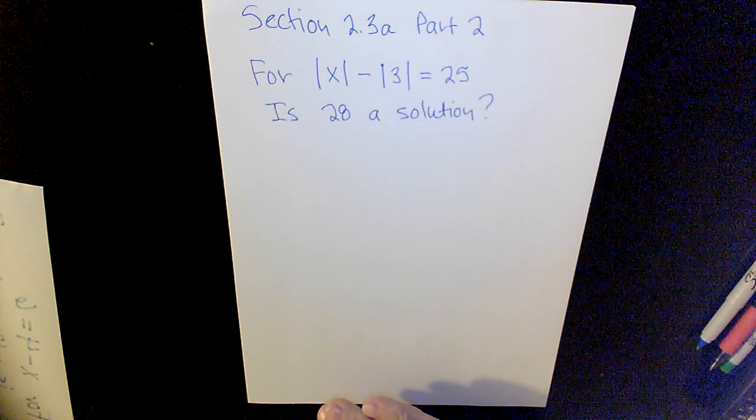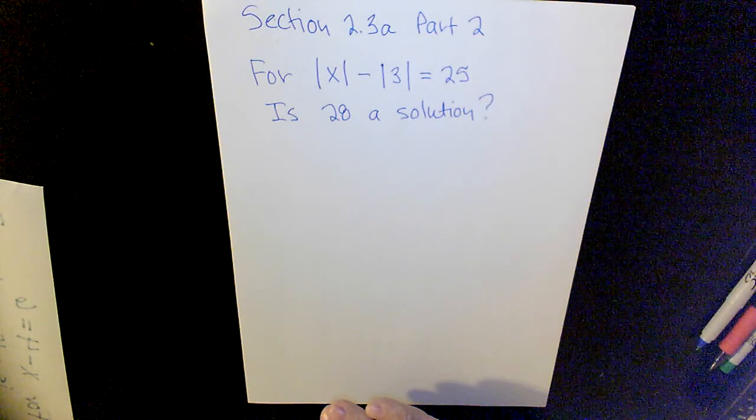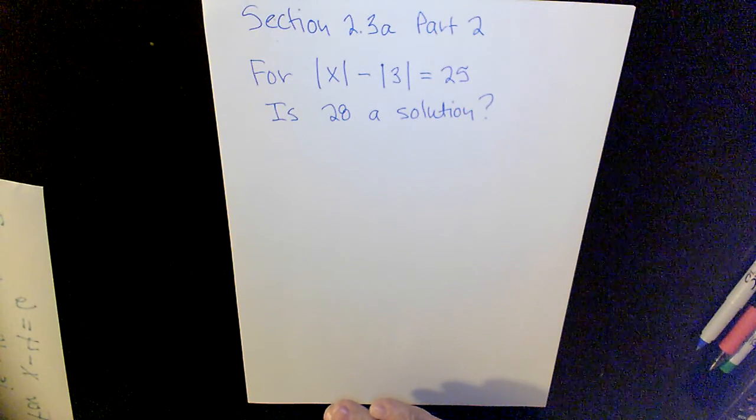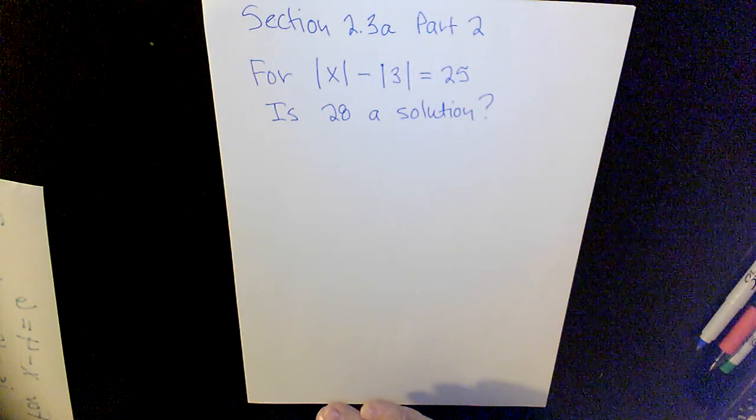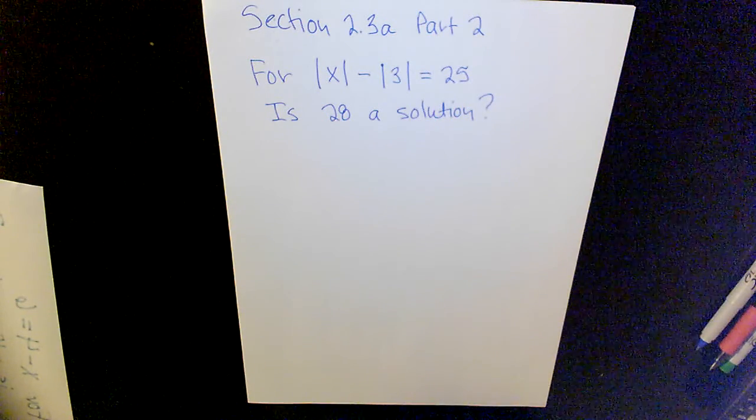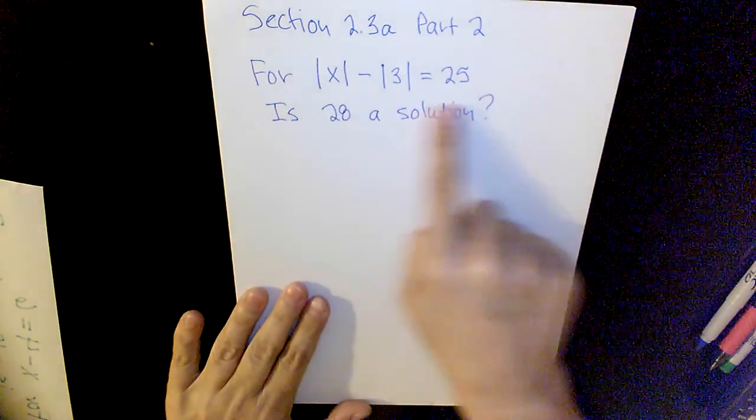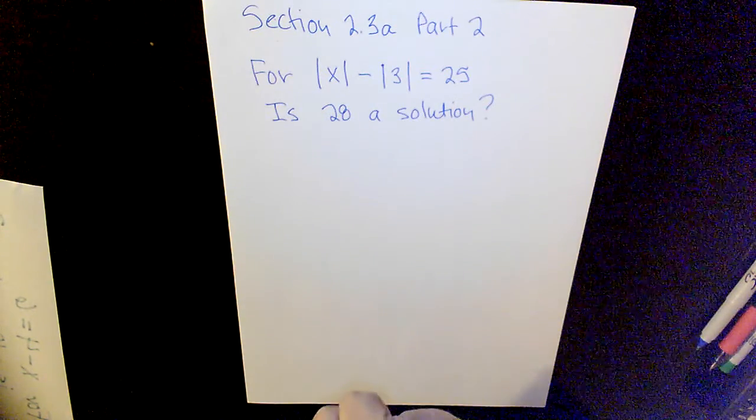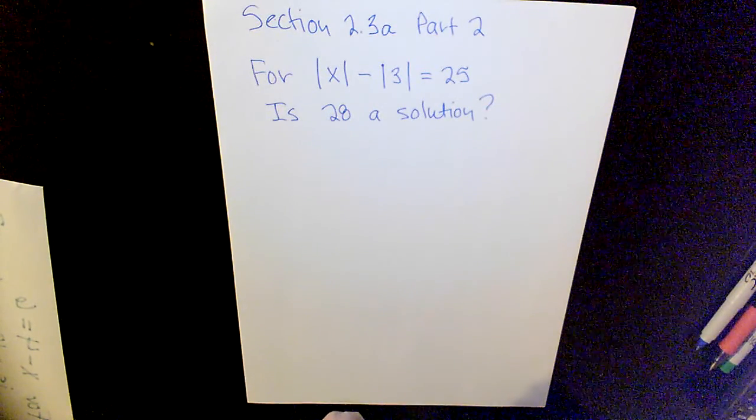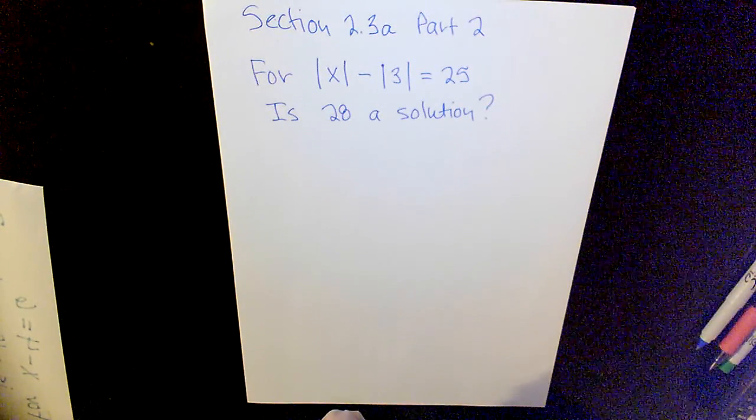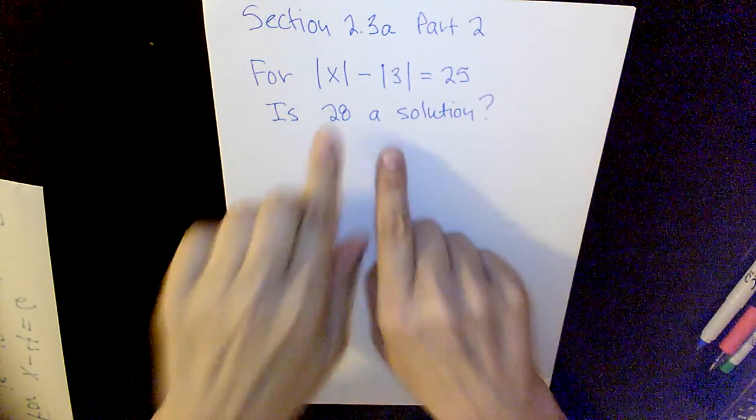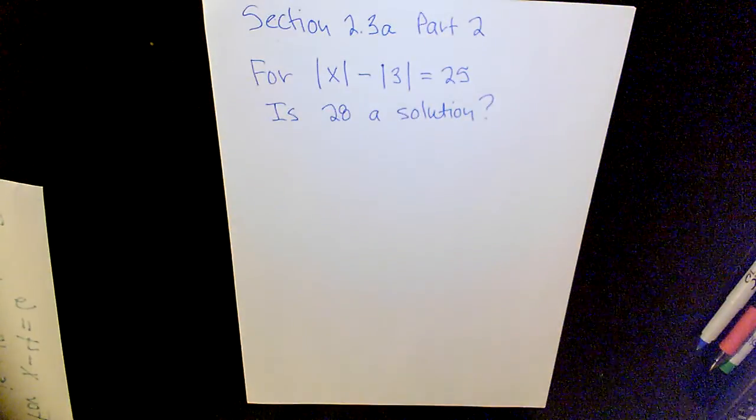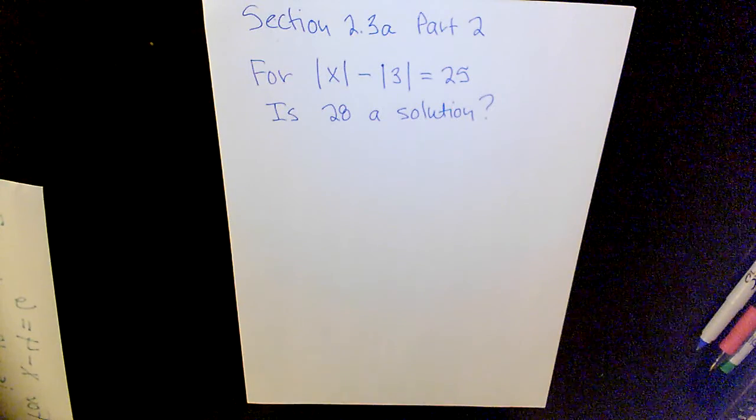Okay, Math 90, this is section 2.3a, part 2, the second half of 2.3, part A. So we were talking about when Hawks gives you an equation, and they'll say is a certain value a solution. And I did one example in the prior video. When I was doing the homework, I noticed that they had some equations with absolute values, so I wanted to do a couple of those to make sure you're okay with that.